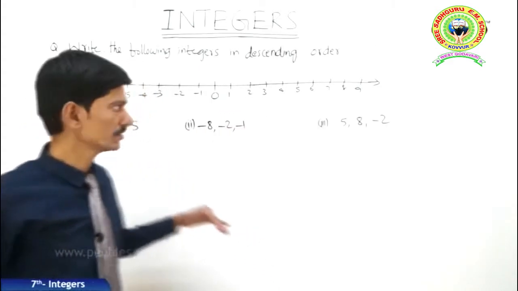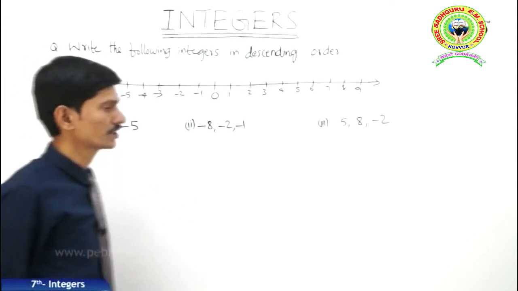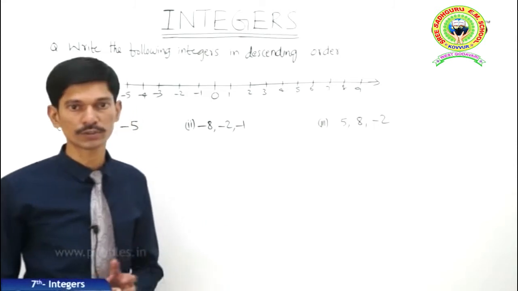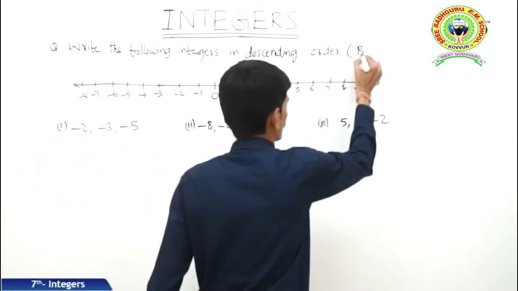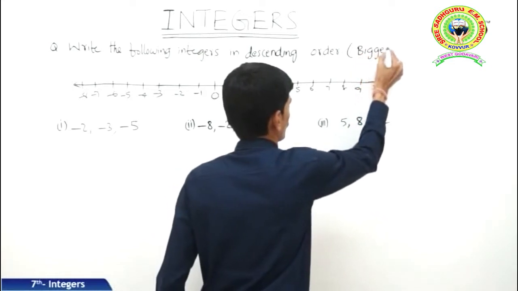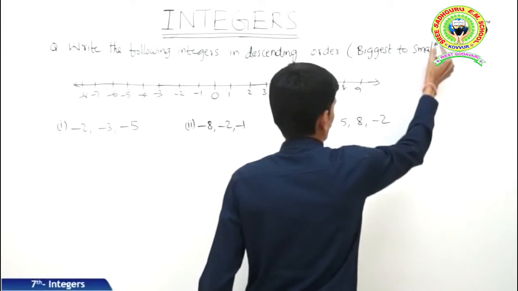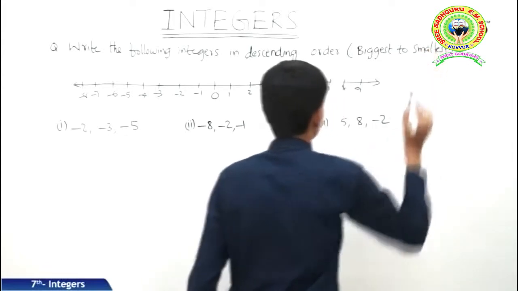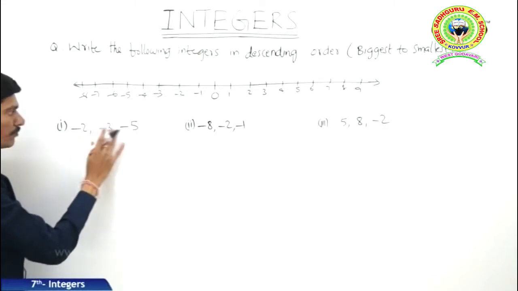Now the next question: write the following integers in descending order. Descending order means from the biggest integer to the smallest integer. Now the first question: -2, -3, -5.